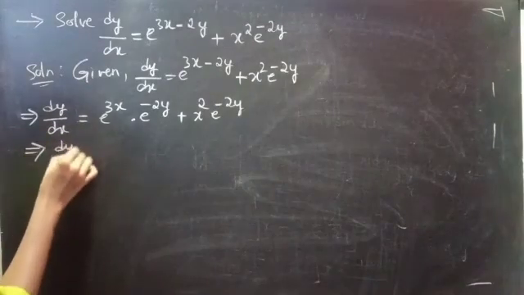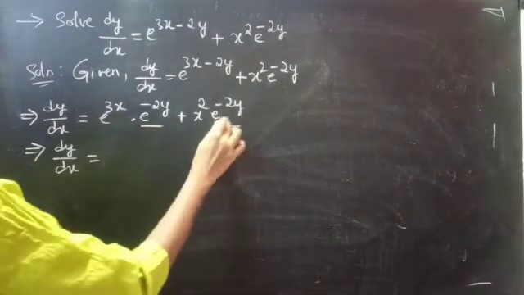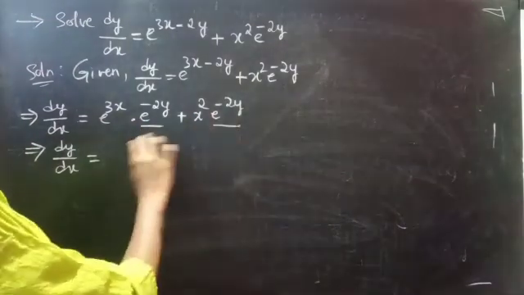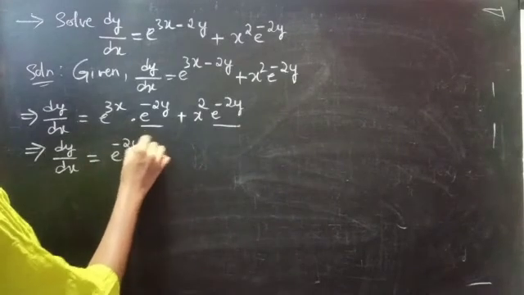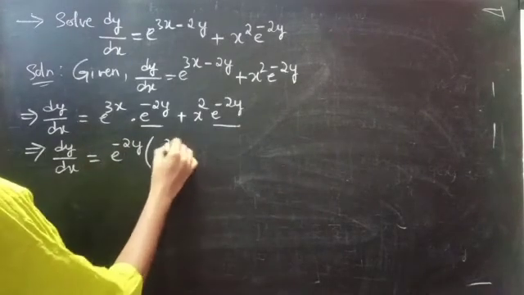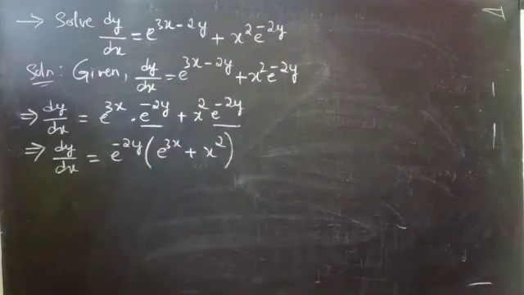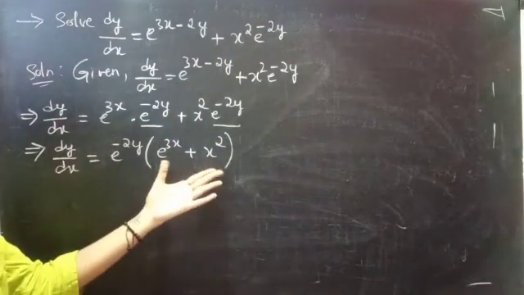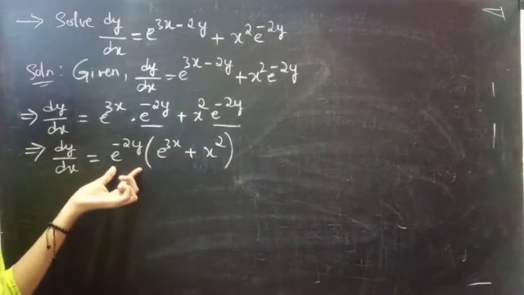So this becomes dy by dx is equal to, since you're having e power minus 2y in both the terms, you can take it as common: e power minus 2y into (e power 3x plus x square). Okay, so you can notice that the terms under brackets are of x and this is of y.